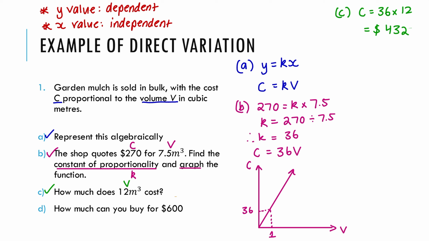Part D says how much can you buy for $600? So this time we're looking at our cost and we need to find our volume. So 600 is equal to 36V. So V will be equal to 600 divided by 36. Now this here will give us a recurring decimal. So I'm just going to round to 1 decimal place for this question. And notice this is in meters cubed. So that there is 16.7 meters cubed, which is part D.